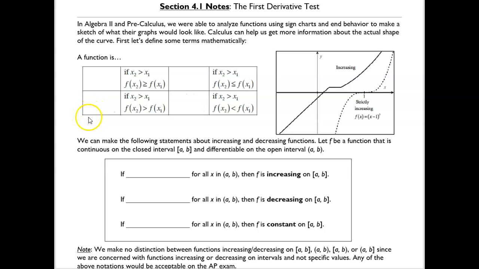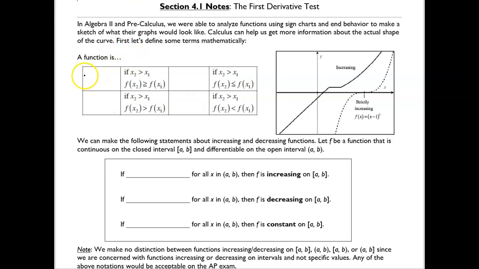In section 4.1, we'll be going over the first derivative test. Let's review some topics from Algebra 2 or Pre-Calculus. In those classes, you talked about where functions were increasing or decreasing, thinking about the different characteristics of the graph. And you might have used sign charts, look at the end behavior, all of those things. So let's write out a few definitions.